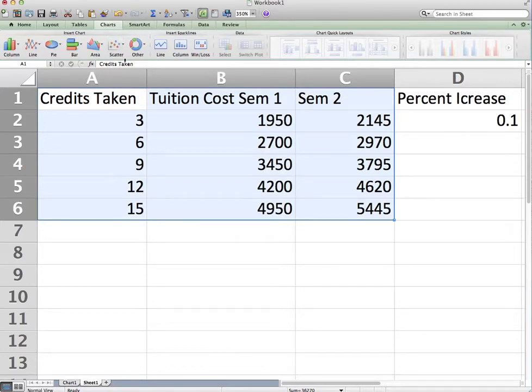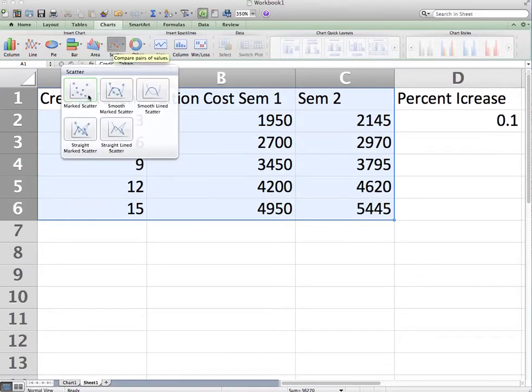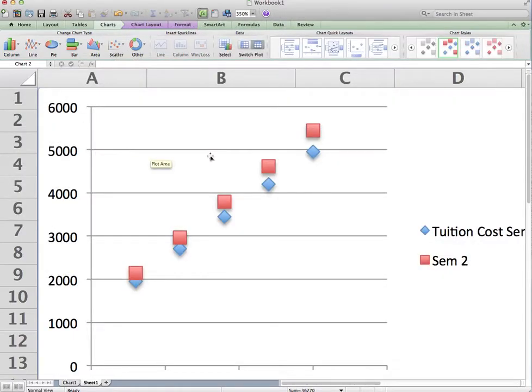So I'm going to choose my XY scatter plot up here, marked scatter, and you'll see semester 2 starts pretty close to the same, but it gets a little more separated as it goes up, which is what percentages will do. The bigger the number, the larger gap it creates. So if you do percentage increases, it's not as much of an increase for taking a few credits, but it's a larger increase if you take a lot. So now let's choose our semester 2.